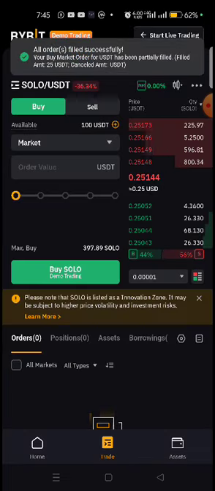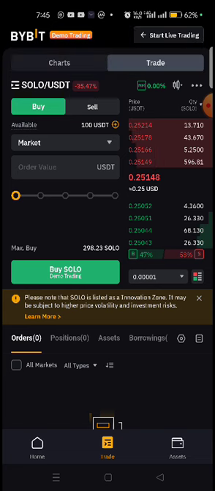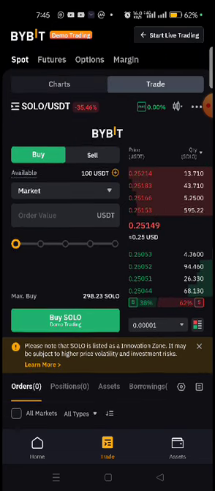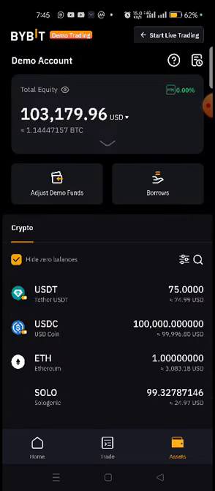Boom. Order filled. You will see that my capital will reduce. Let's refresh. My capital is supposed to reduce at this point. Yes, you can see my capital has reduced. My USDT is now 75. Are you all seeing it? And I have 99 solo cost, which is now 24.7.